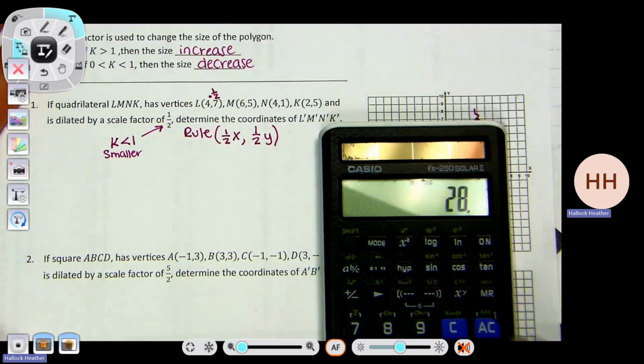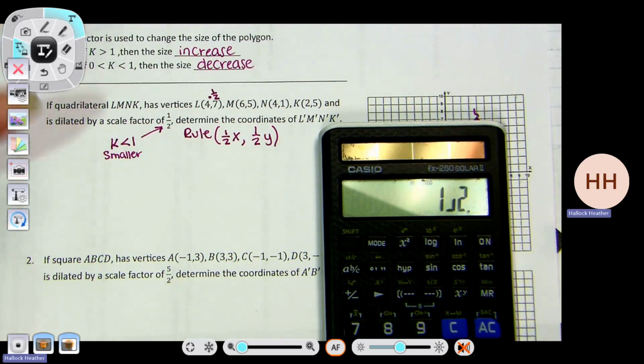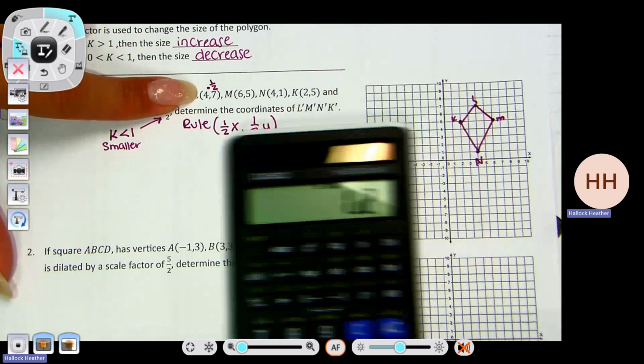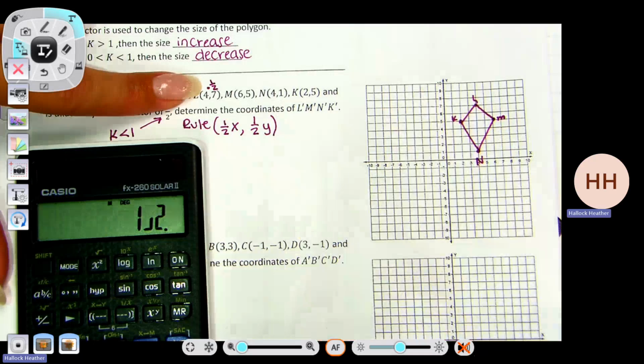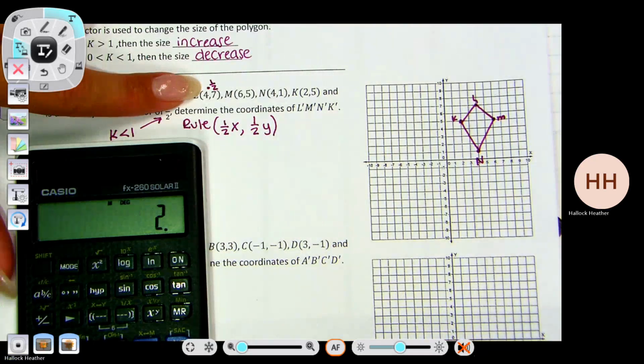So remember your fraction button is the ABC button. So I'm doing 1, and then 2. You're not multiplying by 2, you're multiplying by 1/2. Okay, so we're doing 1/2, multiplying by 4. You get 2. That makes sense because 1/2 of 4 is 2.